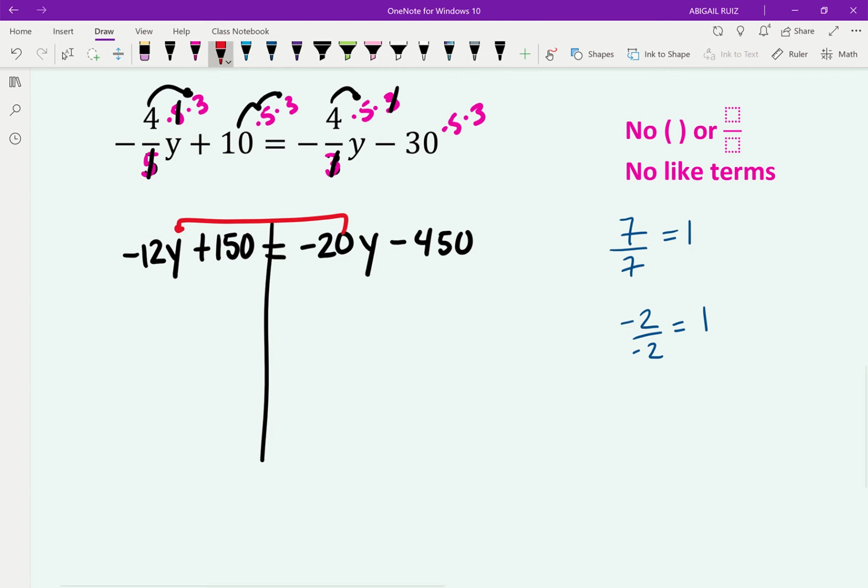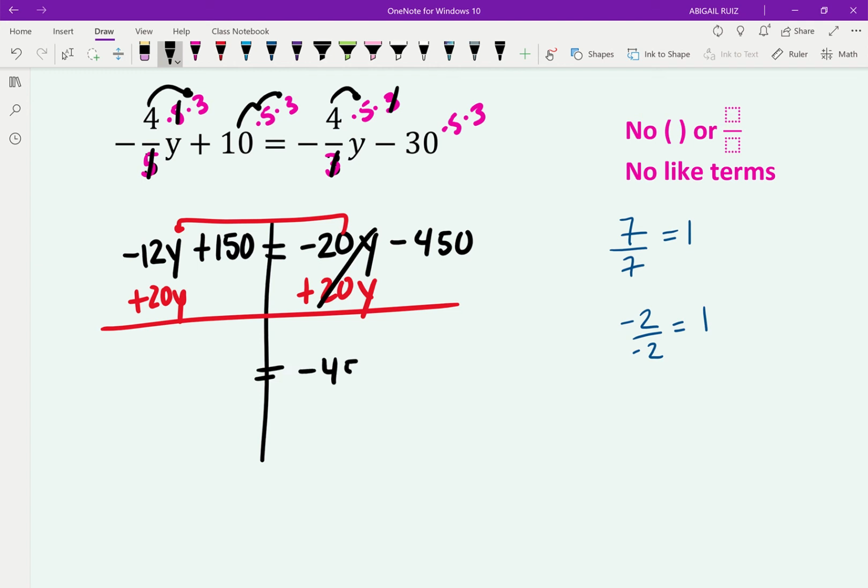And when I cross that border, I do the property of addition. Why? Because it's the opposite of what I see, and that is the only way to cross legally to the other side. Okay, that's what the rules say. I see negative, I do positive. I see minus, I do plus. So negative 20y plus 20y gives me a 0. Because I have the negative 450 left here, I don't have to write the 0. But negative 450, I bring it down.